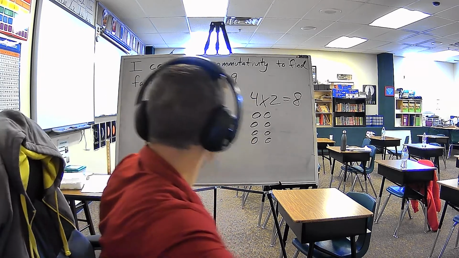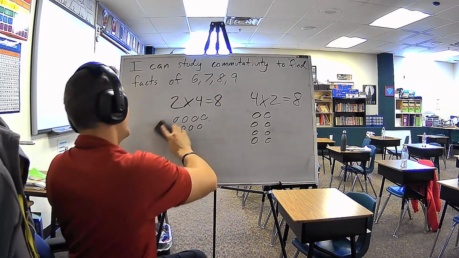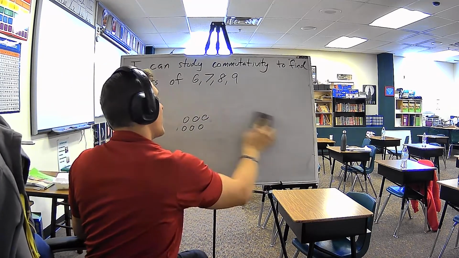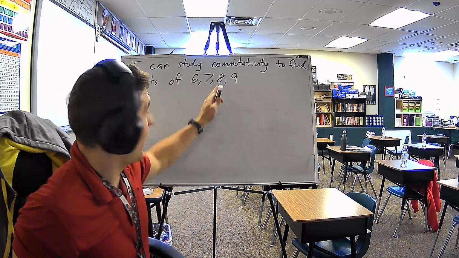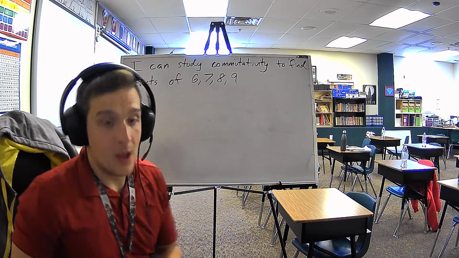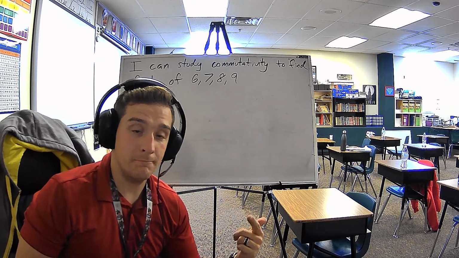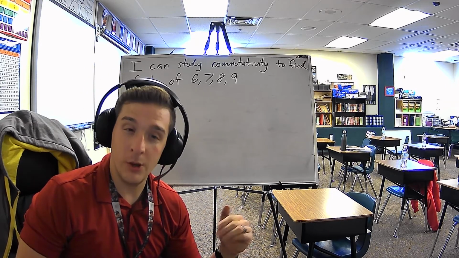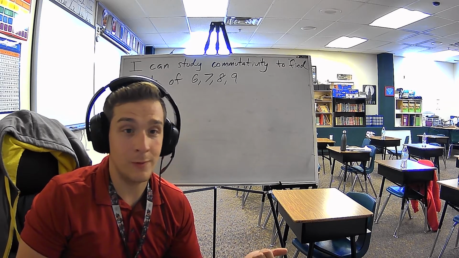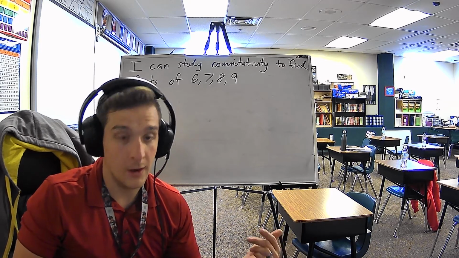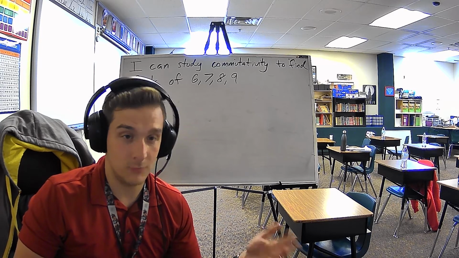The reason we're specifying 6, 7, 8, and 9 is that, at least for me, 8 is the big one. These are the ones we usually slow down with when skip counting. Skip counting by 1s: 1, 2, 3, 4, 5, 6, 7, 8, 9, 10. Not too crazy. 2s: 2, 4, 6, 8, 10. Once again, not too crazy.